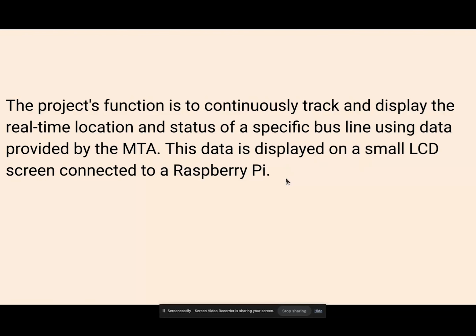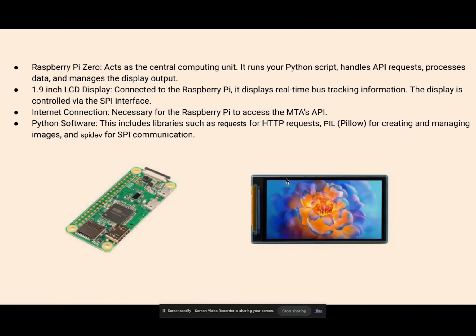So the function of the project is to continuously track and display the real-time location and status of a specific bus using data provided by the MTA. Now this data is displayed on a small LCD screen connected to a Raspberry Pi. Some of the components are a Raspberry Pi, an LCD screen, and some Python software, and you need an internet connection.